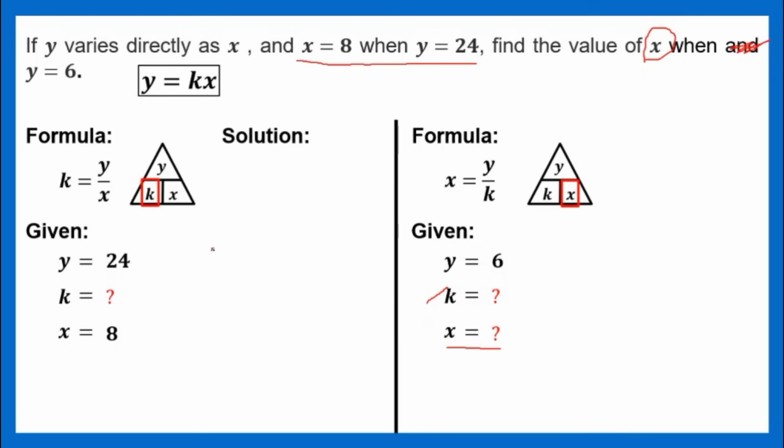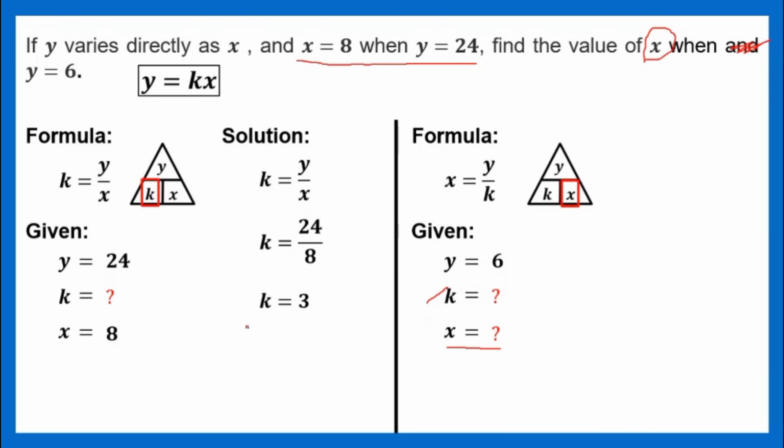So, let's have our solution. For the solution, write the formula: k is equal to y over x. Tapos, substitute. Naging 24 yung y, naging 8 yung x, siyempre yung k, as is lang. 24 divide 8, kaya ka ba siyang i-divide with decimal? Wala siyang decimal, tama? 24 divide 8 ay 3. So, k is equal to 3.